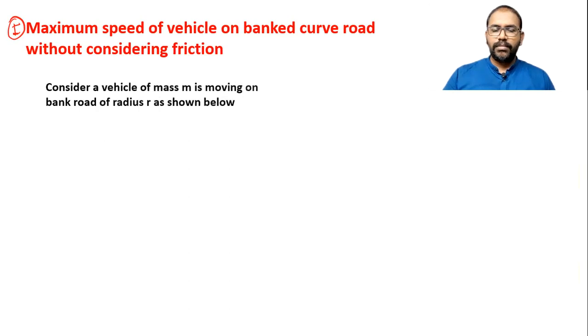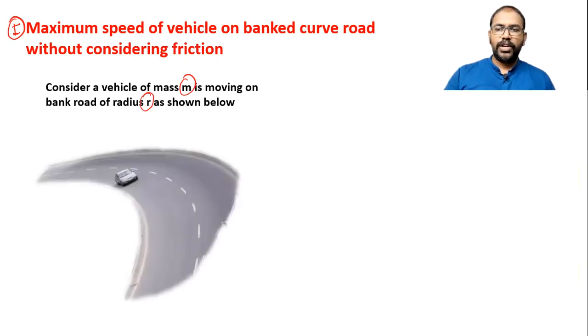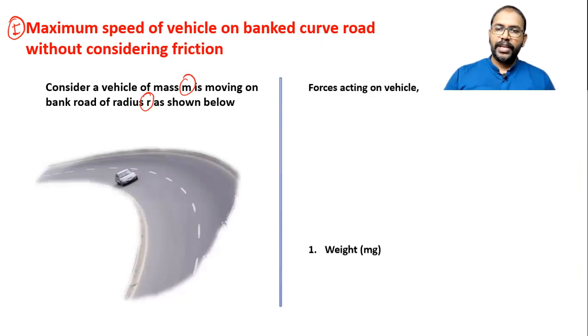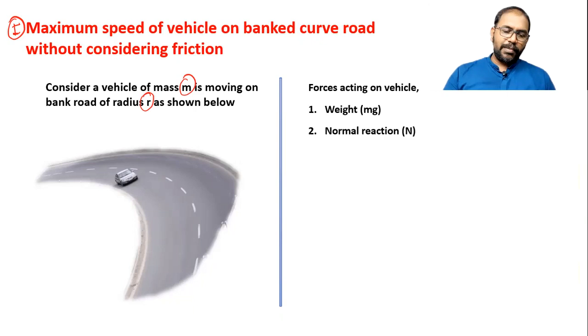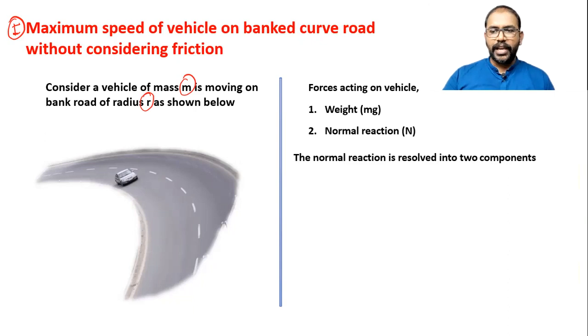Consider a vehicle of mass m moving on a banked curved road of radius r as shown below. Let me show you a diagram. This is a vehicle which is moving on a banked curved road. Forces acting on the vehicle: the first force is weight and the second force is normal reaction. This type of picture diagram is not useful in physics. We require a component diagram, so let me show you the component diagram also.